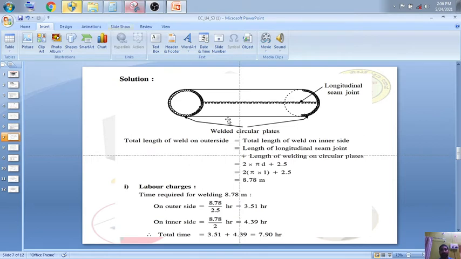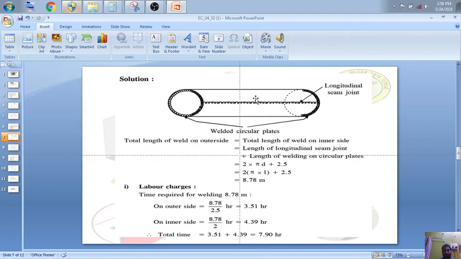So this is the circular drum, the boiler. The diameter of this boiler drum is 1 meter and the length of this boiler is 2.5 meter. So the total length of weld should be the welding on this side plus the welding on the plates to close this boiler, on both sides, 2 times this. But the welding speed is different, so you have to calculate individually.